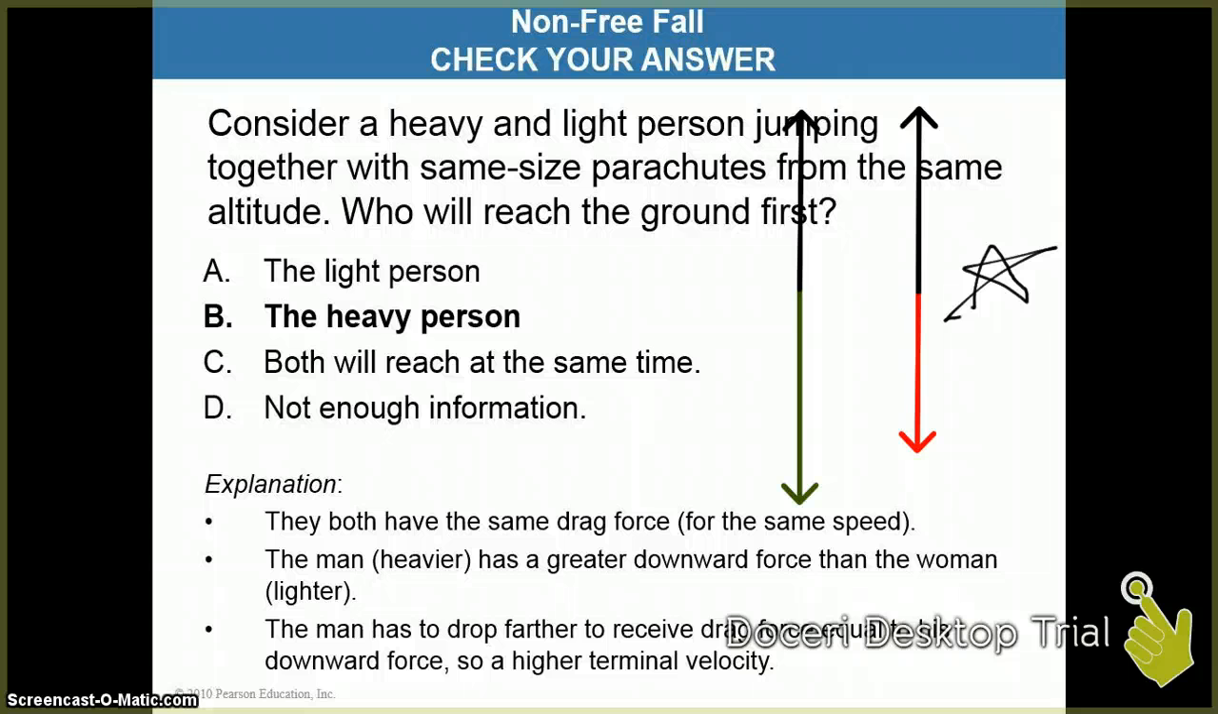She's no longer accelerating and she has reached her terminal speed. But the man continues to accelerate here because the force vectors do not completely cancel each other out. He continues to accelerate and therefore he's going to reach a higher terminal velocity than the woman is. Note that a key point is that the man and the woman have same size parachutes, which means that they are going to experience the same type of air drag as each other because they have the same frontal surface area.